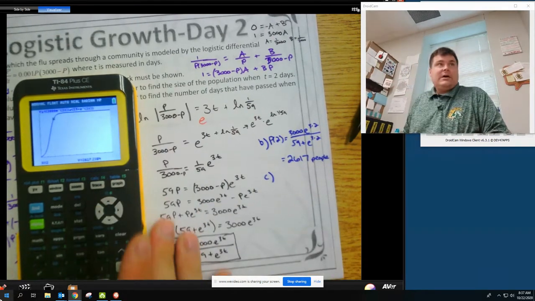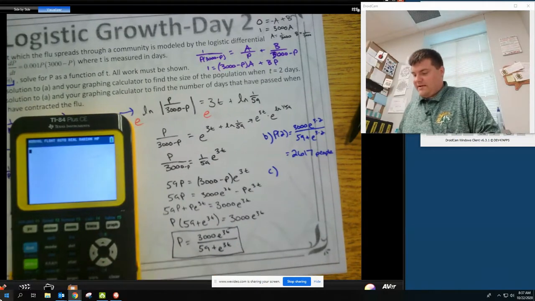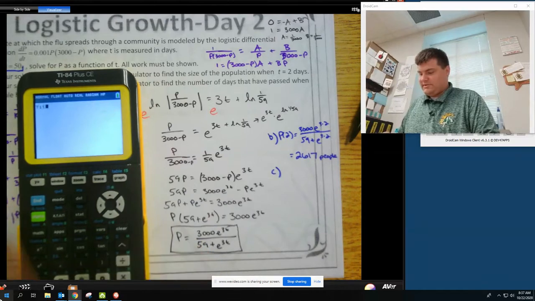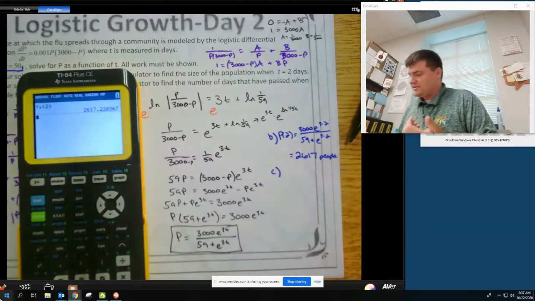Okay. And then for part C, and actually, if you want to know another way to do it, if you get it off of the graph, if you just pull up y1 parentheses 2, you get the exact same thing. Okay, well, this version is a little bit bigger because it's not so blurry.